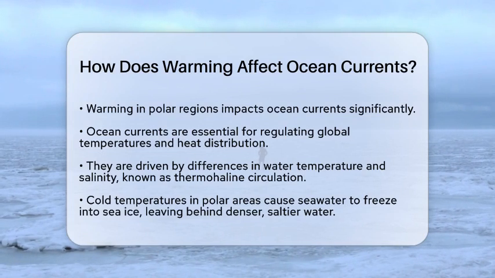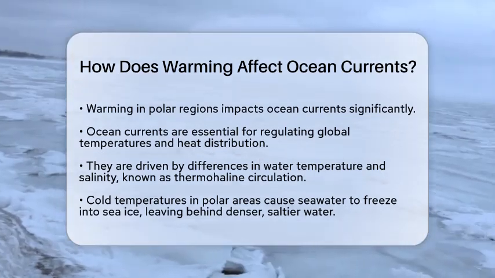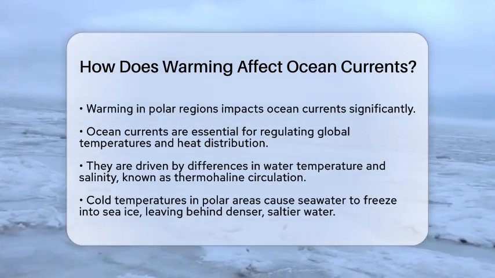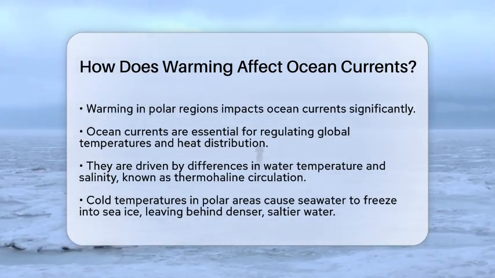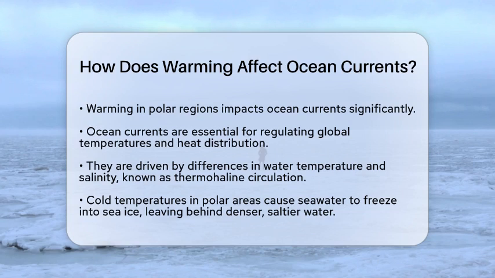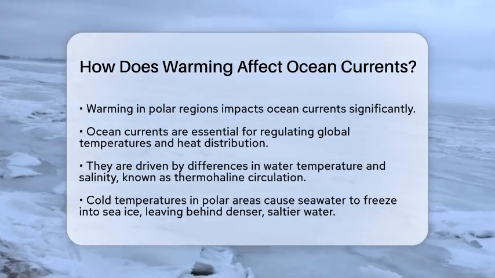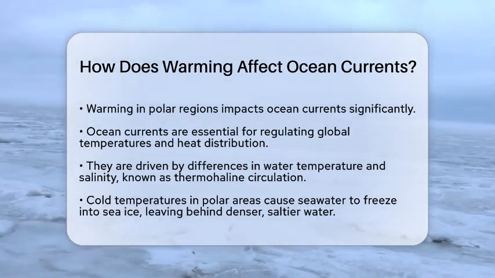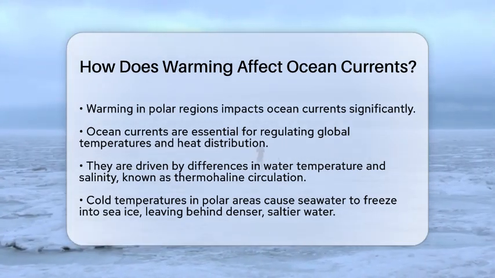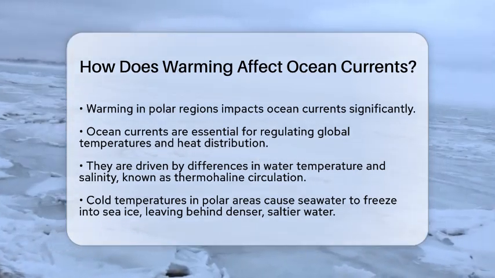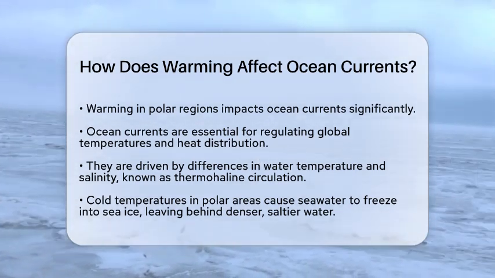They are primarily driven by differences in water temperature and salinity, a process known as thermohaline circulation. In polar regions, cold temperatures cause seawater to freeze into sea ice. This process leaves behind saltier, denser water that sinks and drives deep ocean currents. However, as the polar regions warm, significant changes occur that affect these currents.